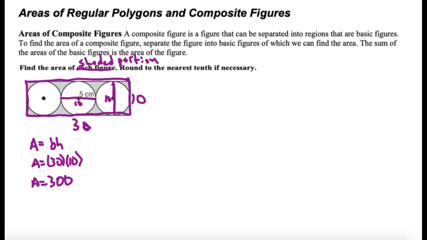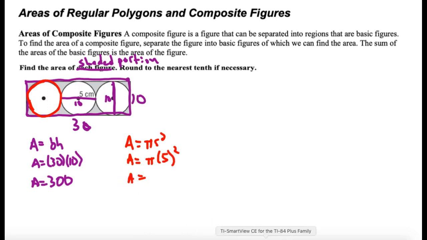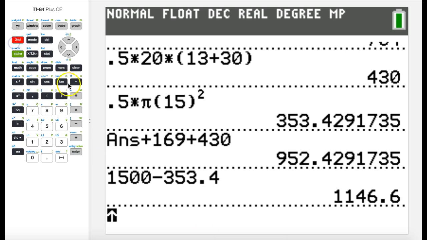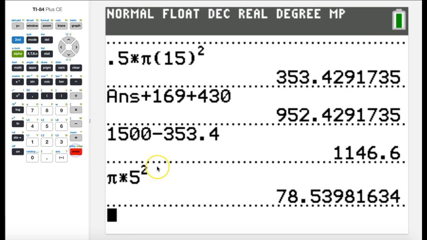So now, let's find the area of one of these circles. I know that the area of a circle is pi r squared, and I know the radius of one of these circles is 5. So 5 squared times pi. That will get me 78.539.